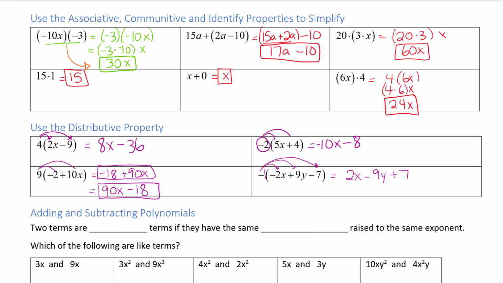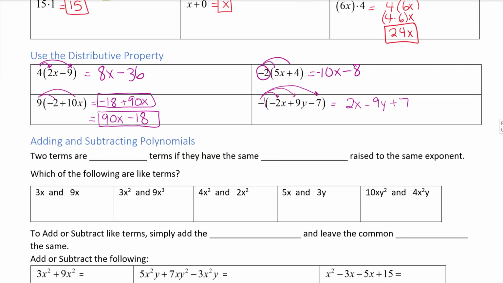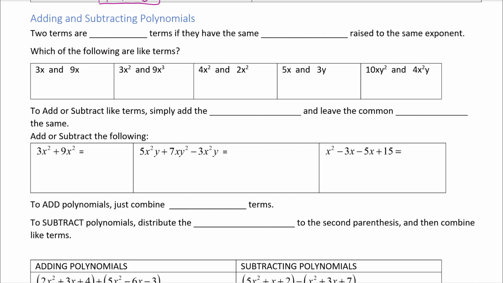So now we're going to use those. I'm not going to mention the properties every single time when we're simplifying. We're just going to remind you how to add and subtract some polynomials. 2 terms we say are like or similar terms if they have the same variable raised to the same exponent. So looking at the following 2, which ones are like terms? 3x and 9x. Looking at the x's, we have both of the variables the same. So these are what we call like terms.